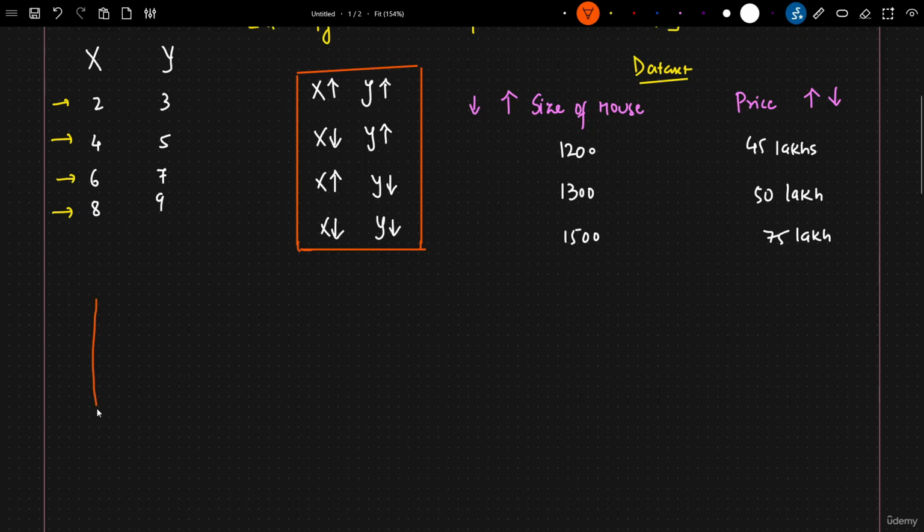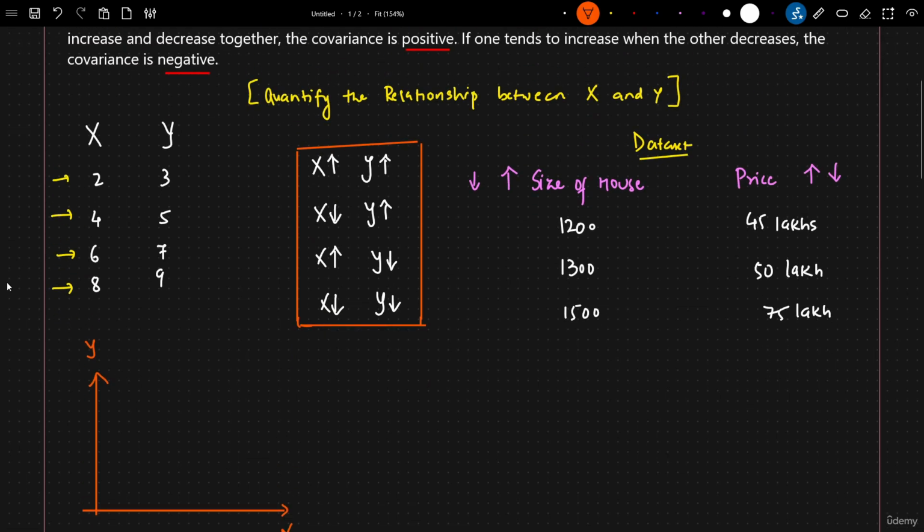Okay, so I'll create some scatter plot. Let's say this is my x comma y. Over here, I have my x, I have my y. Now let's focus on this x comma y. What kind of relationship is this data basically following?